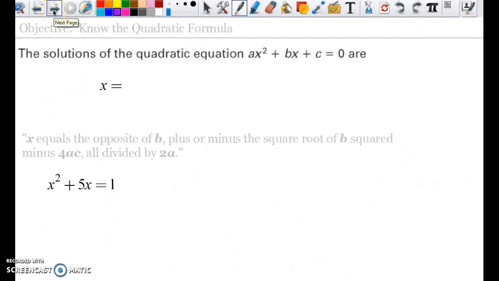Today, we're going to use a new strategy, and it's called the quadratic formula. So that's what this lesson is all about today, the quadratic formula. It says the solutions of the quadratic equation, ax squared plus bx plus c equals 0. That's really important. We have to make sure that one side of the equation is equal to 0. It has to be set equal to 0.